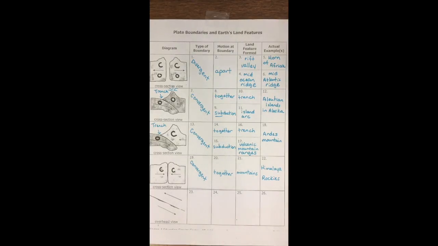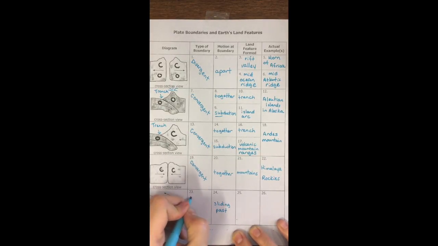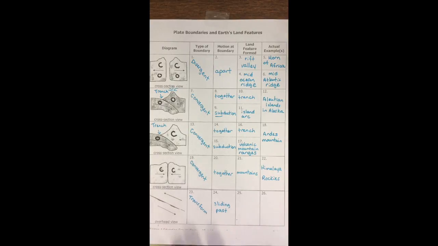We have one final type of boundary. You can see here, this is a bird's eye view. It's not the side view like we have in the previous diagrams. This is a bird's eye view, and this is a transform boundary. Just like when you walk past your friends going in opposite directions in the hallway, this type of plate boundary, the plates are sliding past each other. And this is known as a transform boundary. Remember, trans means across, and so they're sliding past each other, and they just keep on going.